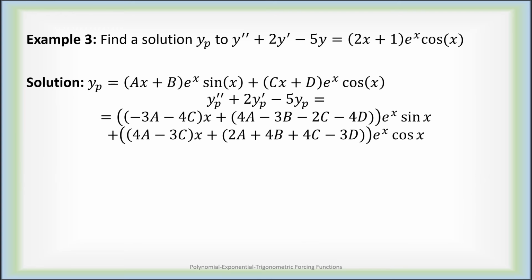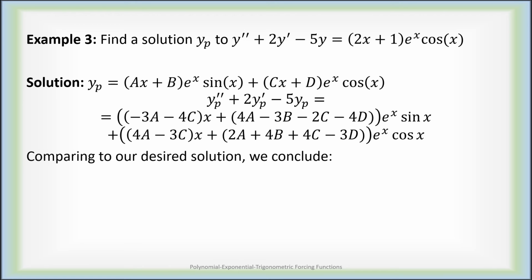So here was our proposed solution, (ax plus b) e to the x sine x plus (cx plus d) e to the x cos x. We took that, we threw it into the differential equation, yp double prime plus 2yp prime minus 5yp, and we have this expression here. Some quantity of x's and some constant, e to the x sine x, some quantity of x's and some constant, e to the x cos x. Now we just need to compare that to what we were hoping to get out.